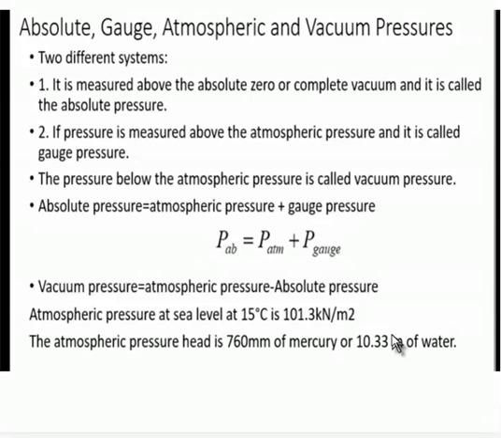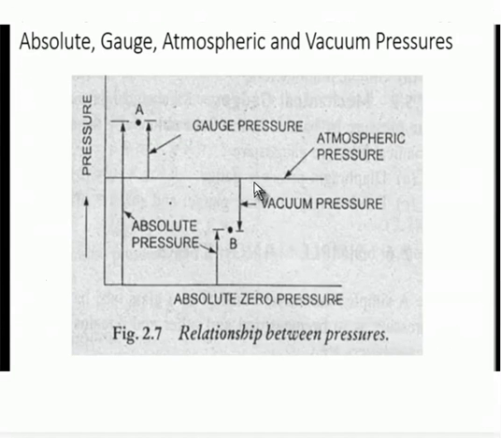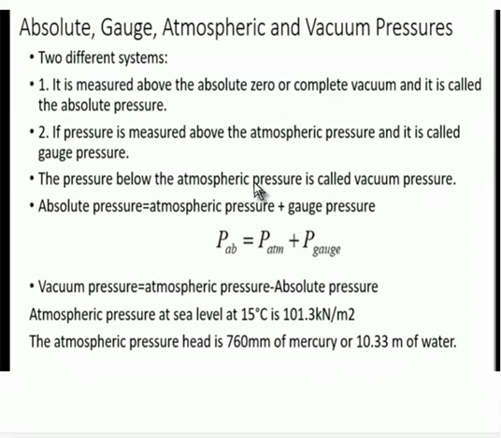So this is about the definition of gauge pressure, atmospheric pressure, and vacuum pressure. We can define it by two systems. By taking the atmospheric pressure as the reference line, we can define the gauge pressure and vacuum pressure. By taking the absolute zero pressure as the reference line, we can define the gauge pressure, vacuum pressure, and atmospheric pressure. We just have to remember this figure, and we can define these things.